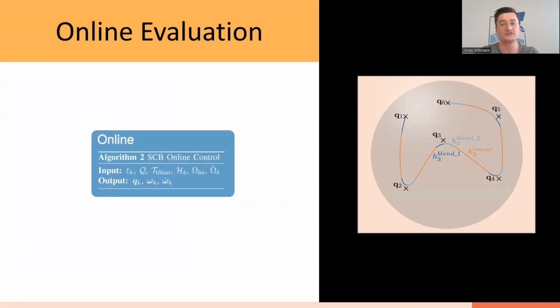The offline computation step interpolates in the linear space we have seen earlier. The second step, the online evaluation step, evaluates the trajectory and thereby computes the exponential map. That is, it computes the unit quaternions at any time from the interpolation in the linear space. I refer to our paper for details.